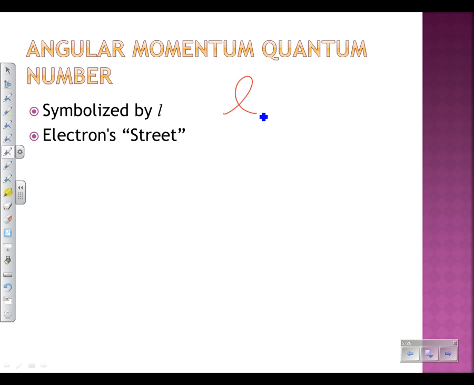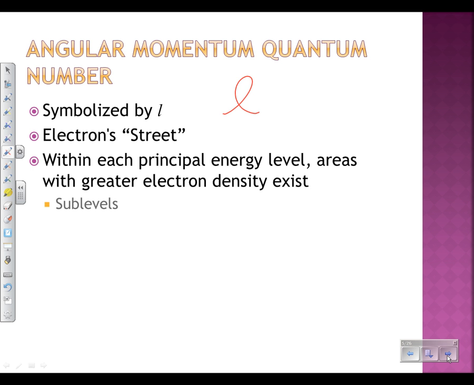Right? Okay. And that represents like the electron street. Within the city of Westlake, there are streets that are more densely populated versus other streets that aren't as densely populated. Within each principal energy level, areas with greater electronic density exist, and we refer to those areas as sublevels. Just like we said, within Westlake, there are certain places where more people live. We call them developments. Okay? Within the principal energy level, there is greater electron density in certain places, and we call those areas sublevels.